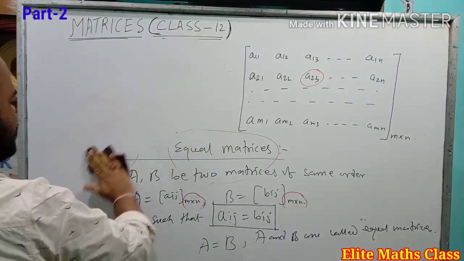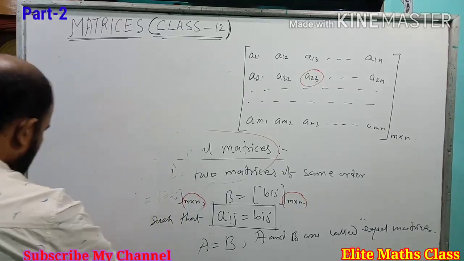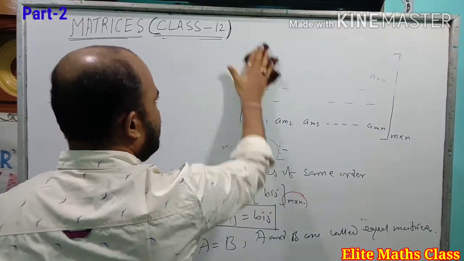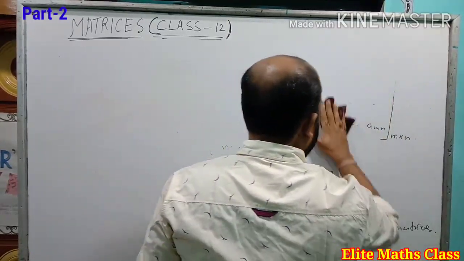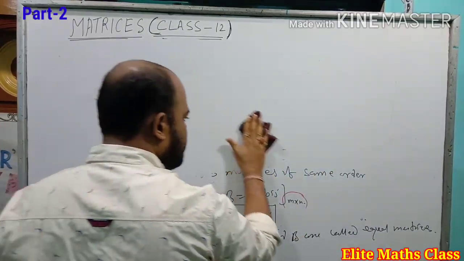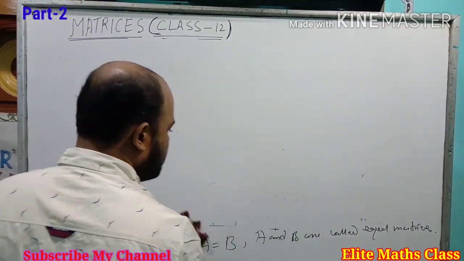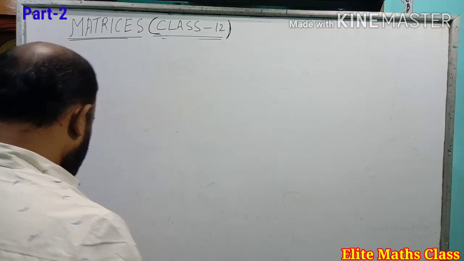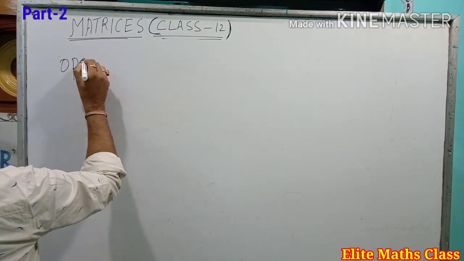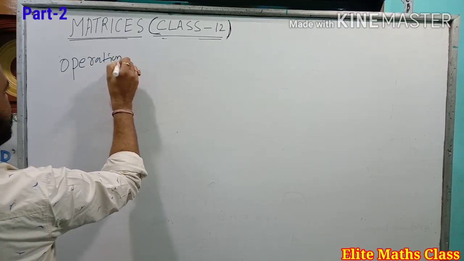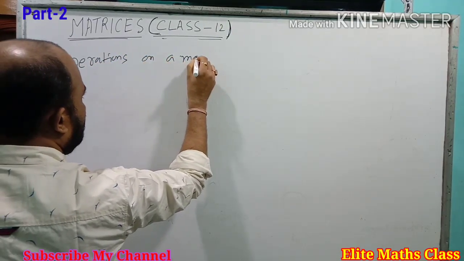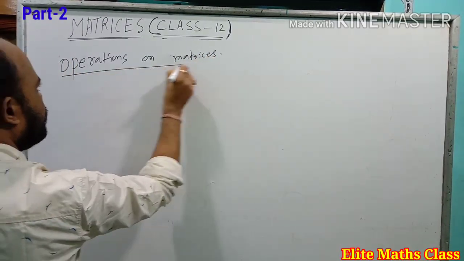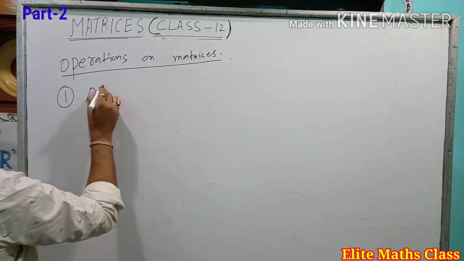There are some more types of matrices. Before that, we need to know some operations on matrices, because some more types of matrices are defined depending on some operations. For example, transpose, multiplication, addition, subtraction, scalar multiplication, these are some operations on a matrix. So next, operations on matrices.